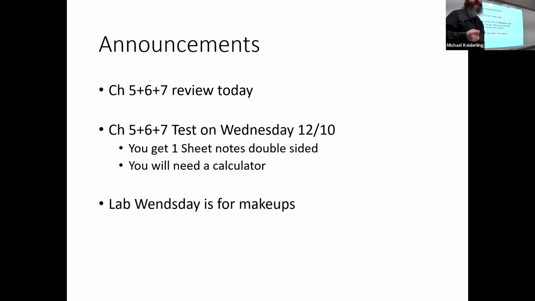We're going to have a review of chapters 5, 6, and 7 today. The test on chapters 5, 6, and 7 is on Wednesday, the 10th. You get one sheet of notes, double-sided. You will need a calculator. The lab on Wednesday is for makeups.